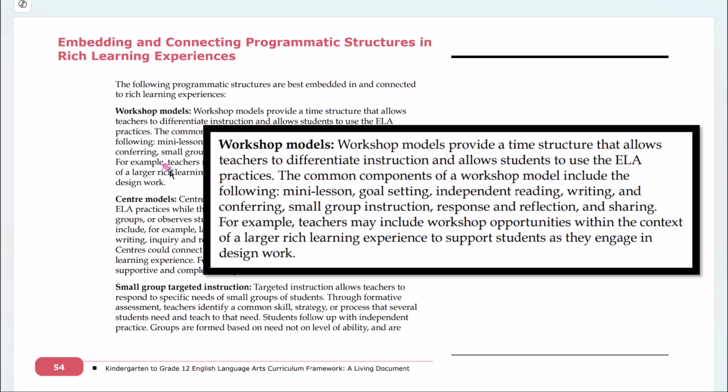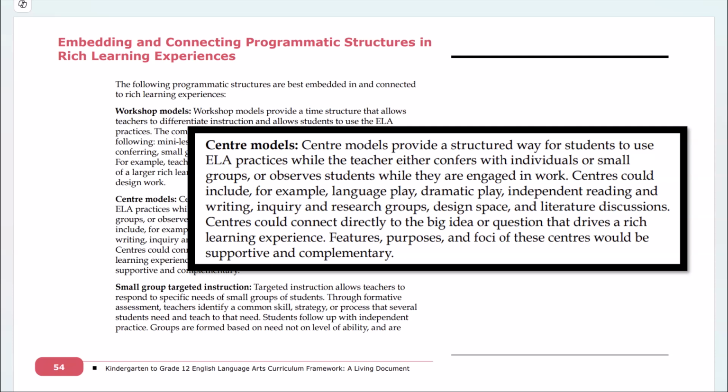And then there are other types of programming structures that you need to include. So think about how you're going to teach it. What are the best ways to do it? And we want to include all of this. The first one is workshop models. So we're doing mini lessons, independent reading, independent writing, conferring, things like that.